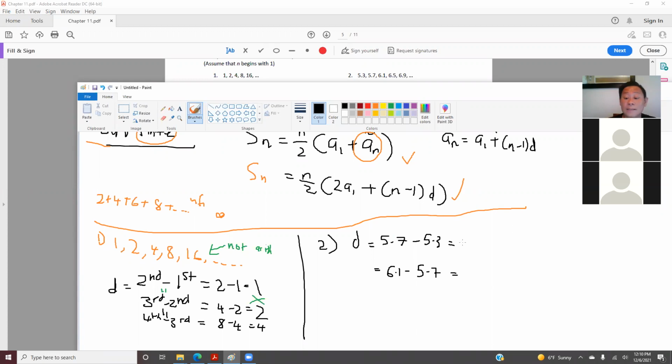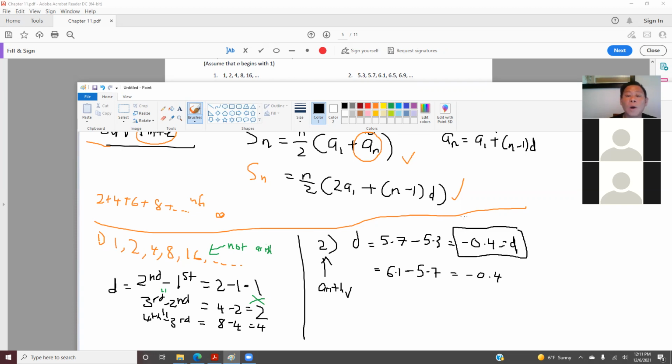This is not positive. This is a what? Negative. So don't forget, your D can be positive or negative. So both of them are negative 0.4. So is this an arithmetic sequence? Question 2 is an arithmetic sequence. And the difference here is negative 0.4. Sorry.